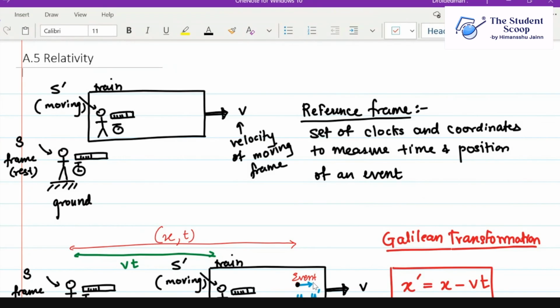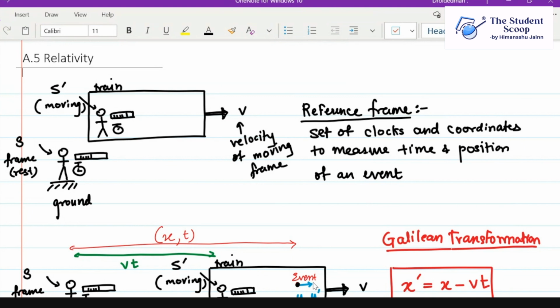Hello everyone. In this video, we are going to cover A5 relativity. Relativity is an actual chapter, and we are going to cover this topic in two parts. In the first part, we will discover some basics of relativity and how to apply them. And in the second part, we will talk about space-time diagrams.